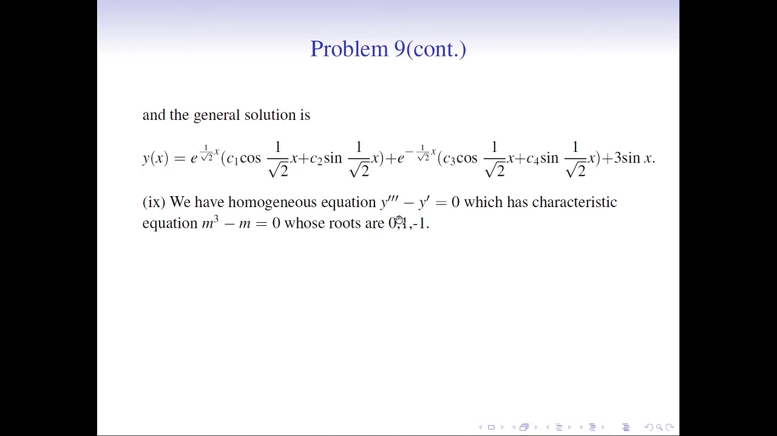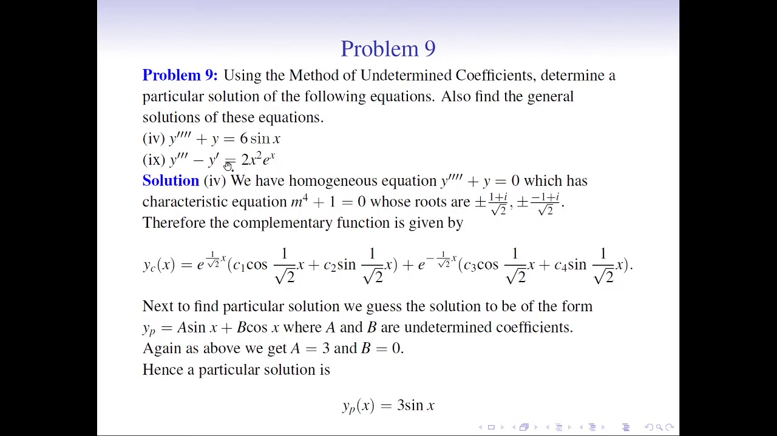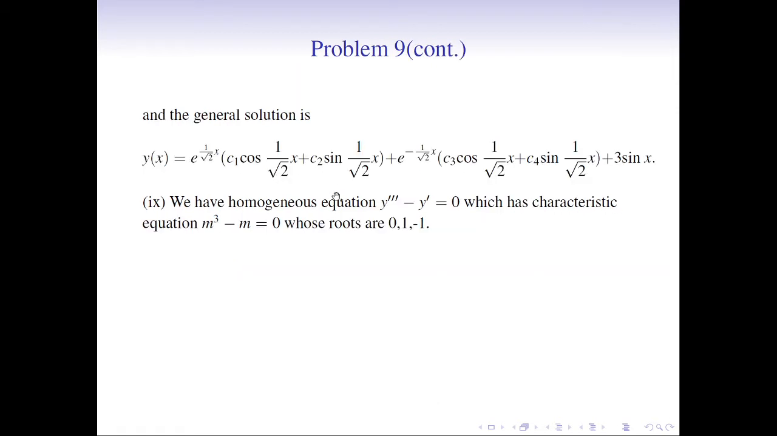Okay, next we have the homogeneous equation y triple prime minus y prime equal to 0. That is the corresponding homogeneous equation of this. How do we obtain the corresponding homogeneous equation? We just put the right hand side equal to 0, that which does not involve y or its derivatives. So we have the characteristic equation m cube minus m, so therefore the roots are 0, 1 and minus 1. So clearly all are distinct roots, so here we can easily find out.